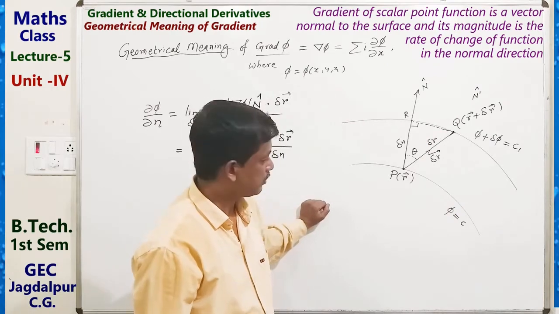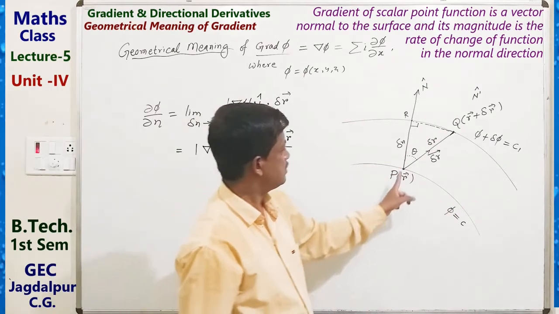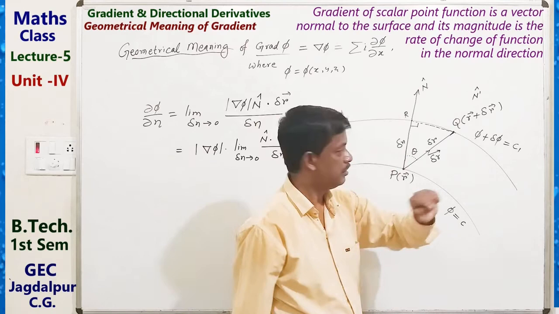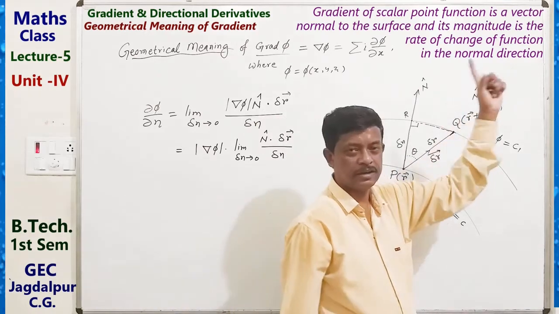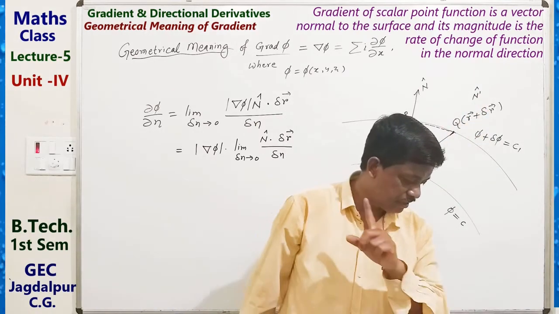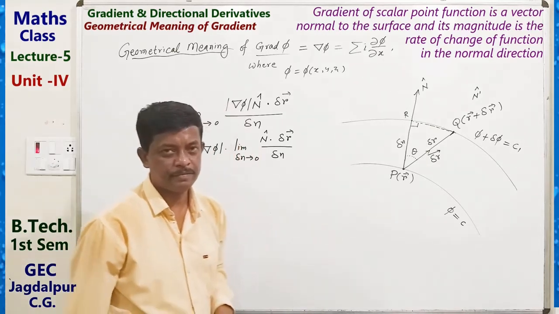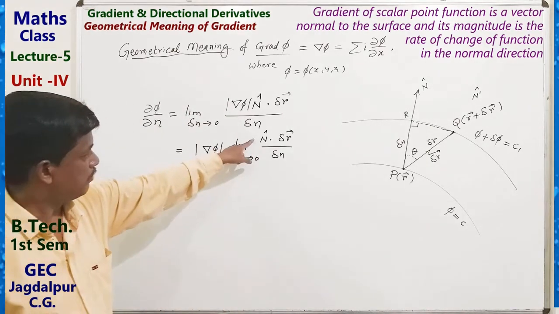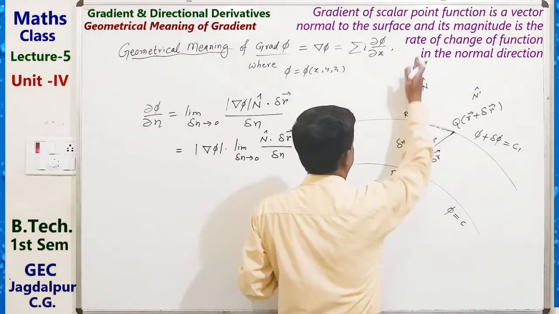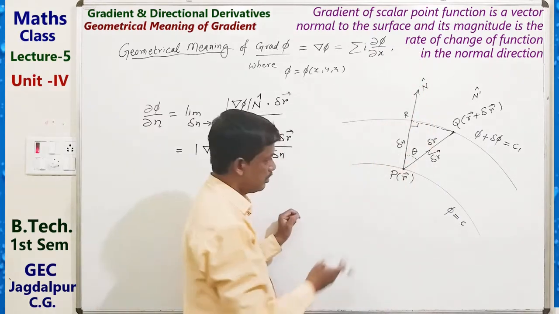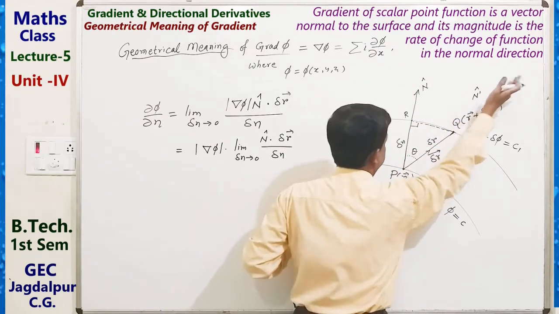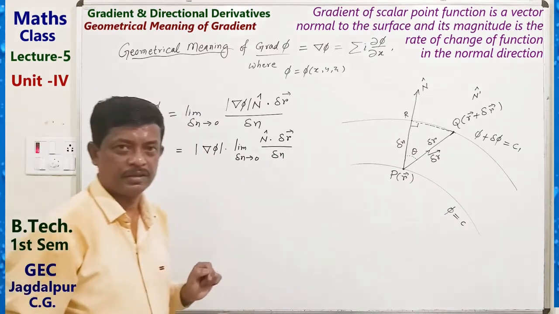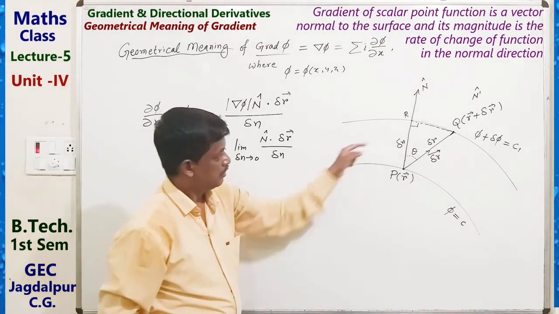From here, in this direction, n cap. In this direction, n dash cap. So here, n cap in this direction, delta r in this direction. Clear? This is theta.